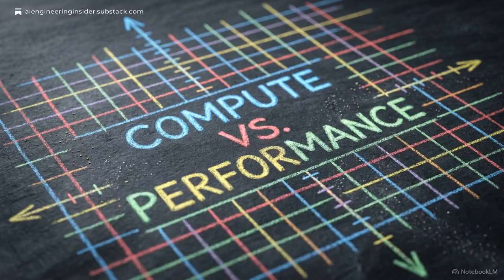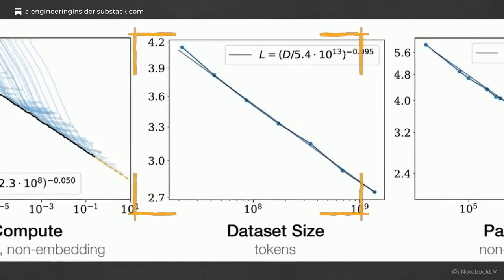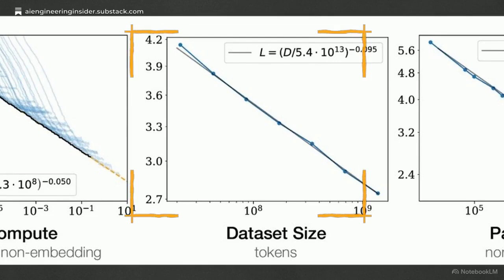This massive compute requirement is driven by scaling laws, empirical mathematics mapping compute budgets to performance improvements. These charts plot test loss against compute, dataset size, and parameters, revealing a predictable power law trend. But the middle graph highlights undertraining. DeepMind proved dataset size must scale linearly with model size. You can't just build a larger model, it needs proportionally more data.